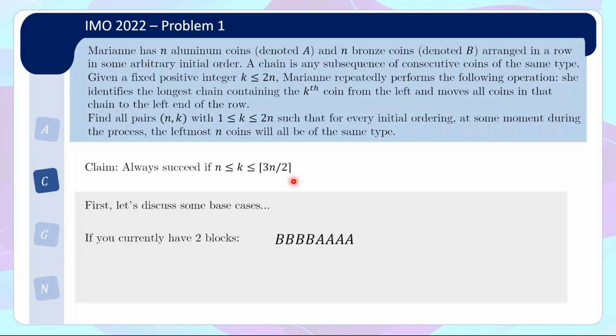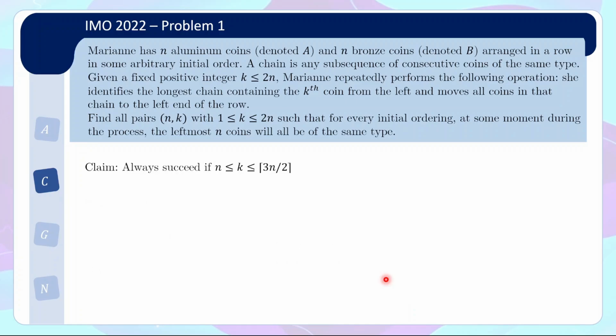So obviously, if you have only 2 blocks currently, you are already in the desired end state configuration. So you're done. Now, if you currently have 3 blocks, then necessarily the first block is at most length n-1, right? So your k will definitely be pointing either at the second block or the third block, and you can very easily check that once you move the second block over or you move the third block over, you'll end up combining and getting the final desired configuration. So there's nothing much to discuss here. So let us focus on the case where you have at least 4 blocks.